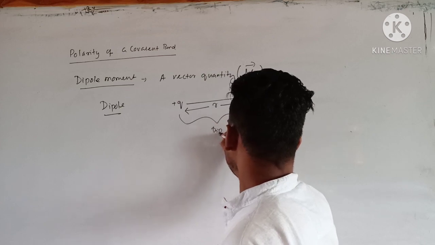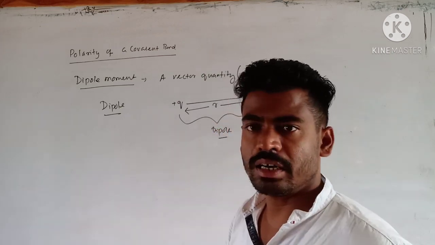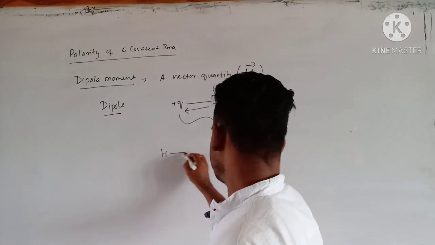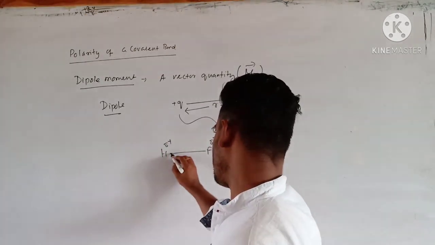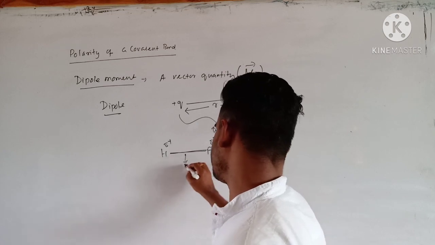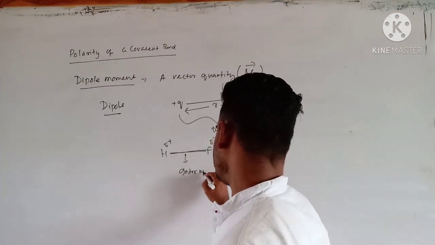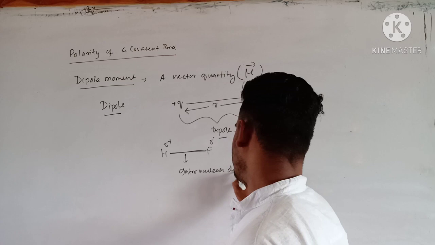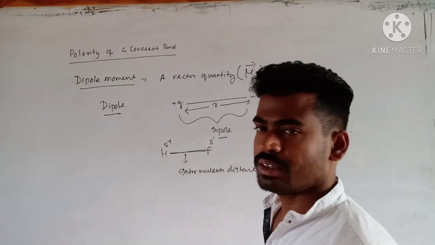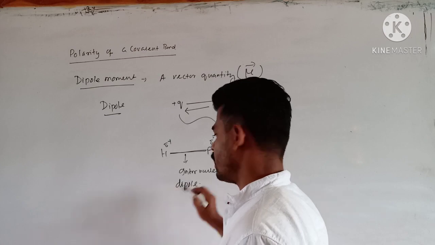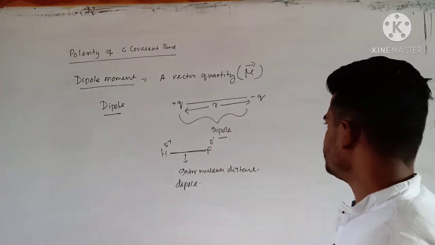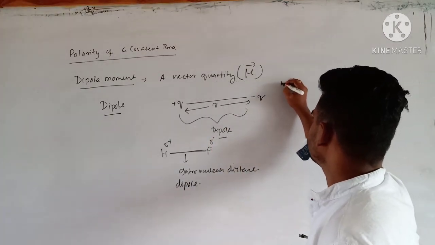Is that clear? So if I consider HF, here this one is positive charge, this one negative charge, and having some distance, that is the internuclear distance. Is that clear? So this one behaves as a dipole. So for a dipole, the fundamental factor over here is the electronegativity.